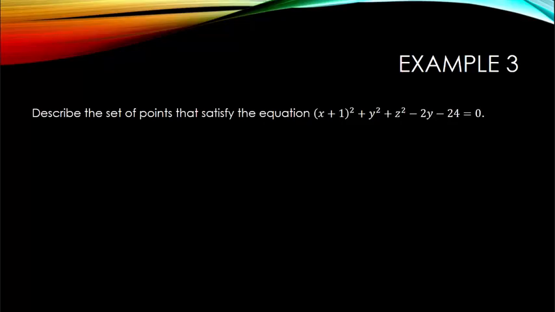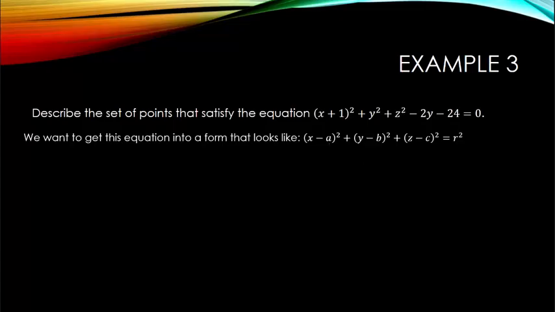I want to describe the set of points that satisfy the equation (x plus 1) squared plus y squared plus z squared minus 2y minus 24 is equal to 0. This is not in a standard form I recognize, so I want to get it into a standard form that looks something like (x minus a) squared plus (y minus b) squared plus (z minus c) squared is equal to r squared.